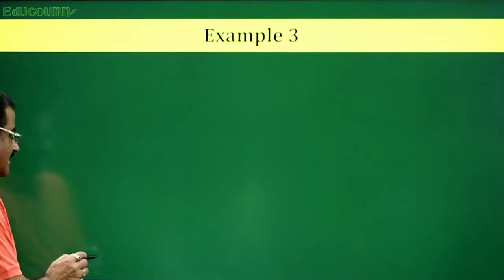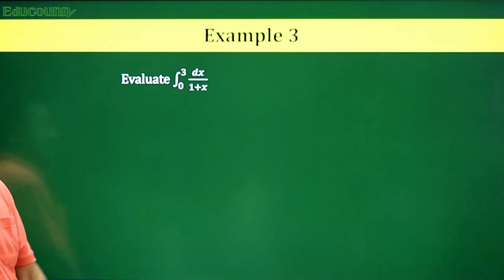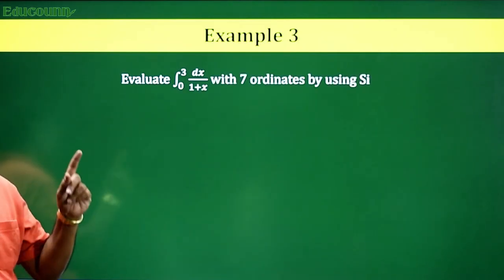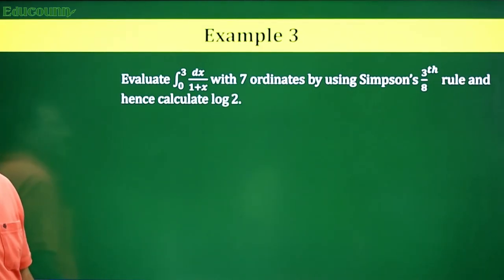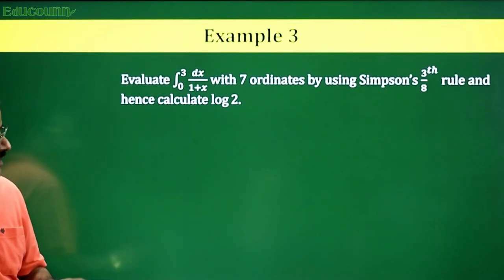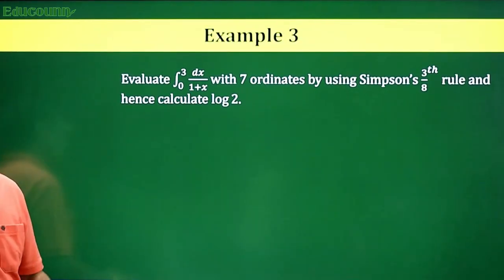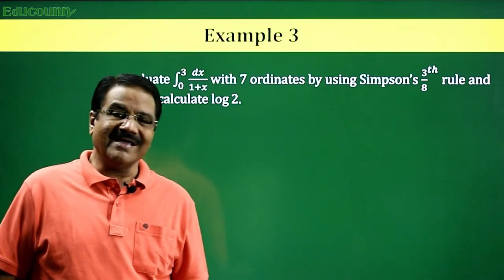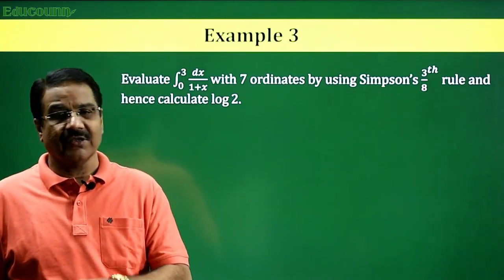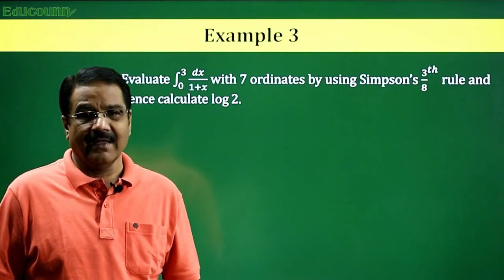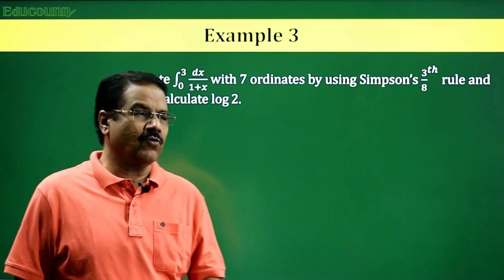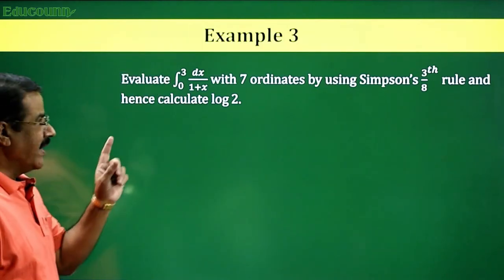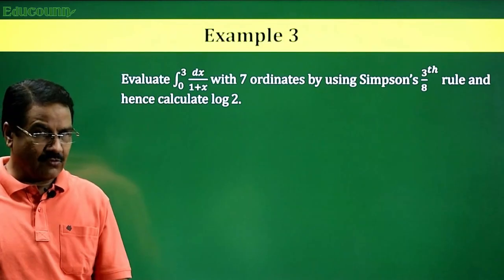Now we will see example number 3. Evaluate integration dx upon 1 plus x with 7 ordinates by using Simpson's 3 by 8 rule, and hence calculate log 2. Now here, instead of finding the exact value using integration, the question is slightly different. In this particular example, we have to find the approximate value of log 2.